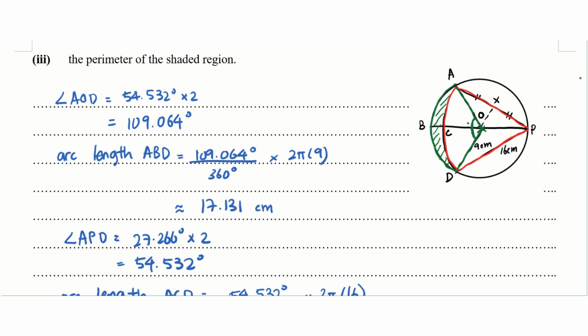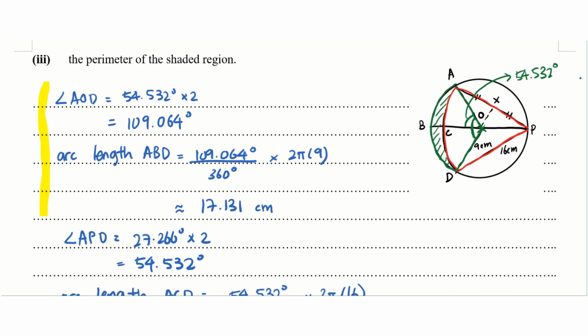Since in part 2 we have already found out the angle of AOB, which is 54.532 degrees, we simply have to times 2 in order to achieve angle AOD. So that will be 109.064 degrees. Then using the arc length formula, where the radius is 9 cm, we will get the arc length to be 17.131 cm. So this is the first part of the question.